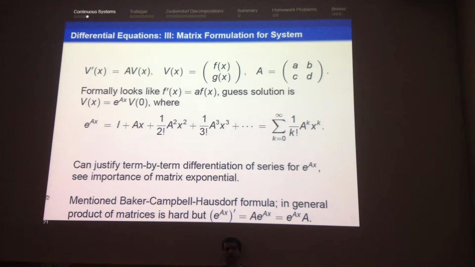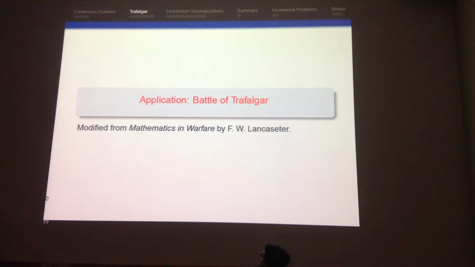All right, so let's do an application, the Battle of Trafalgar. I'm basing this part of the lecture on a beautiful article written by Lancaster. It is available on the additional comments of the Math341 homepage. If you want a copy of this article, just shoot me an email and I'll send it along. So this is going to be a simplified introduction to the mathematical theory of warfare. We will make a couple of unreasonable assumptions, but enough to give us a rough sense of what's going on, and then we'll test this with one of the most important battles in naval history.